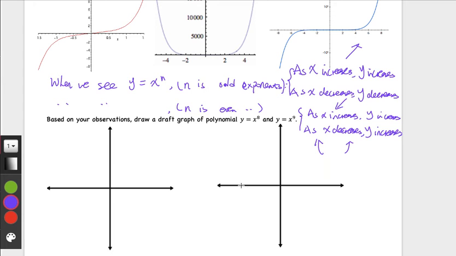I just want to readdress again what I just mentioned. This is how we analyze end behavior. When x increases, what happens to y? When x decreases, what happens to y?